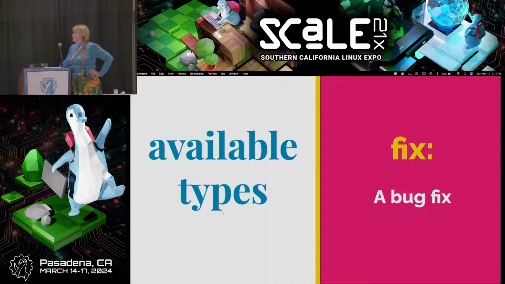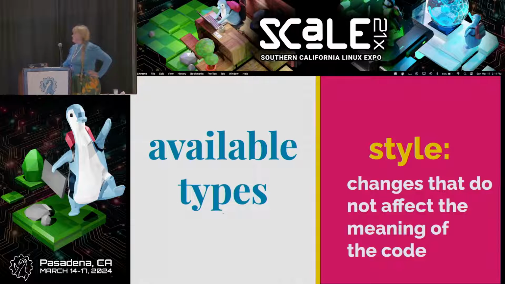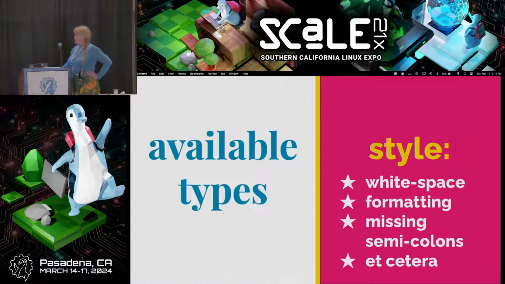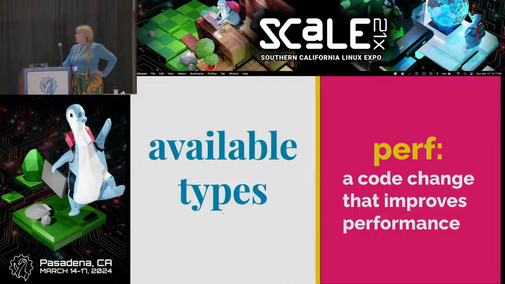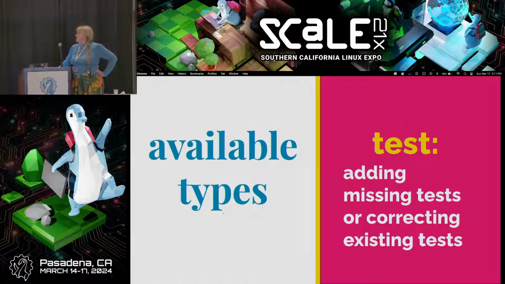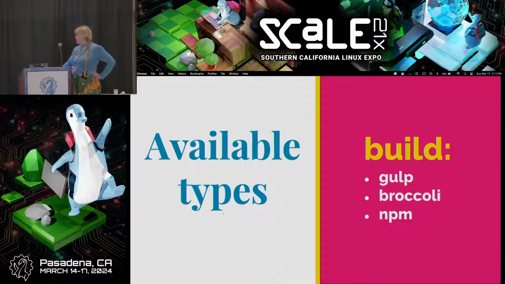The other available type is fix, which fixes a bug. Docs, documentation only. Style, changes that don't affect the meaning of the code, like our duck would be style. Styles, white spacing, formatting, missing semicolons, stuff like that. Refactor, a code change that neither fixes a bug or adds a feature. Perf, performance, which is a code change that improves the performance. Test, to add missing tests or correcting existing tests. And build, changes that affect the build system or external dependencies, like gulp, broccoli, npm. Those are obviously JavaScript things, but of your choosing.